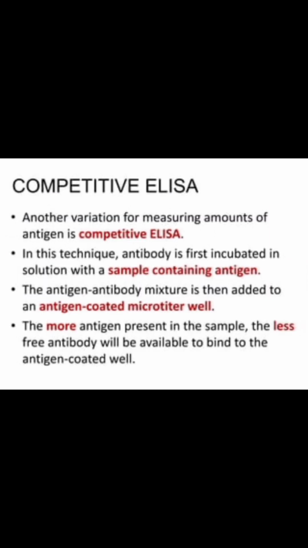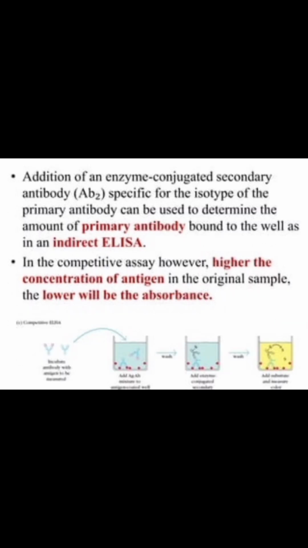In competitive ELISA, another variation for measuring amounts of antigen, antibodies are first incubated in a solution containing the sample antigen. Then the antigen-antibody mixture is added to the antigen-coated microtiter well. In a competitive assay, the higher the concentration of antigen in the original sample, the lower will be the absorbance. A primary antibody is bound to the well in an indirect ELISA.